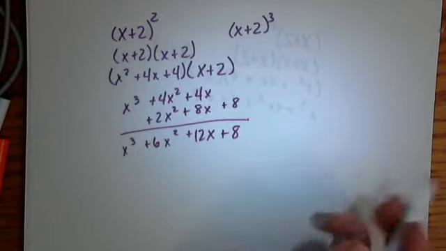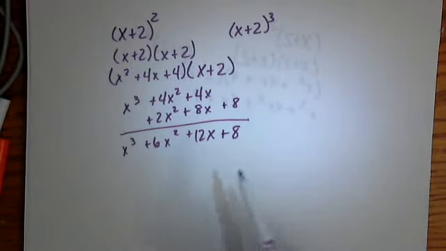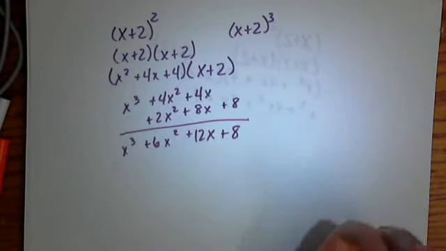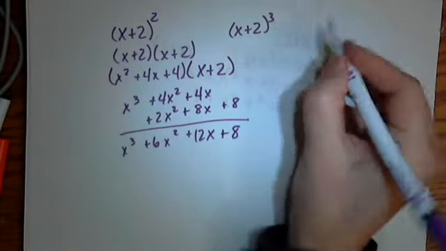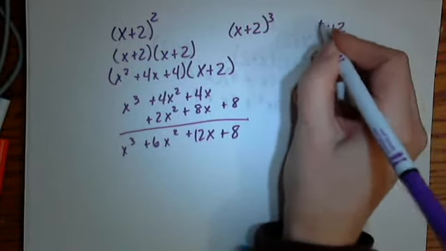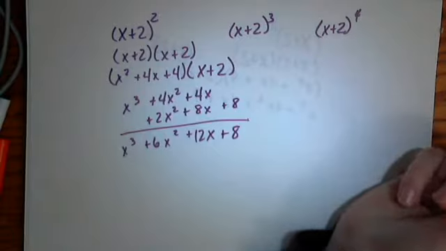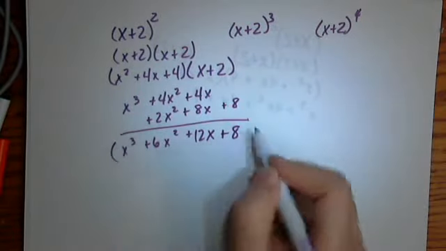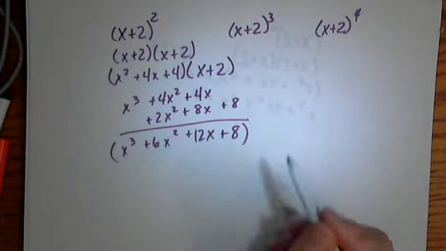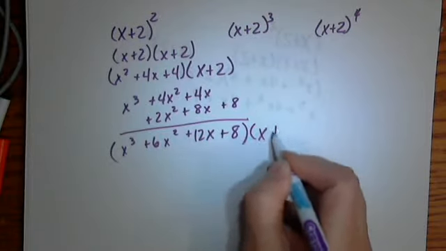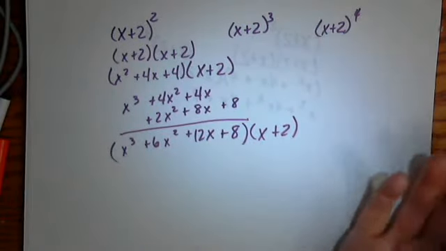Oh, okay, well, that wasn't as much fun, but still, it's not such a big deal. And, well, you know, I wasn't completely honest. We actually have to find x plus 2 to the 4th power. So what do we do here? We take the cubed answer and we multiply that times x plus 2 again.